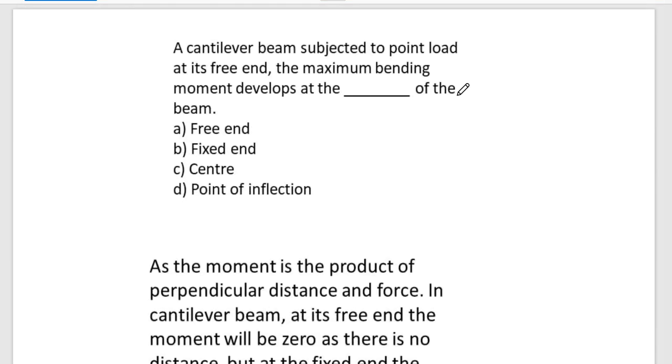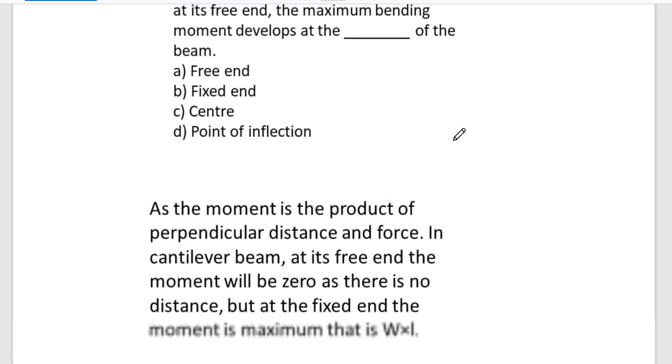Next question: a cantilever beam subjected to a point load at its free end, and the maximum bending moment develops at the blank of the beam. So the correct answer will be, as the moment is nothing but the product of the perpendicular distance and the force. In a cantilever beam at its free end the moment will be 0 as there is no distance, but at the fixed end the moment is maximum, that is W into L.